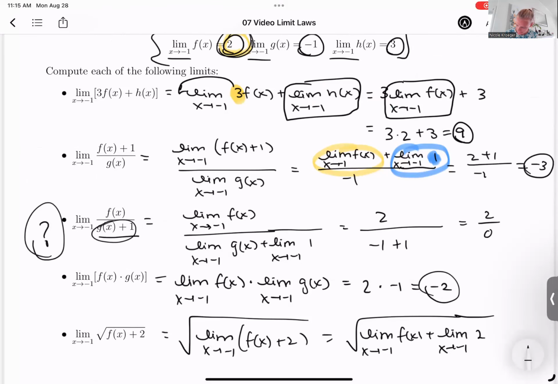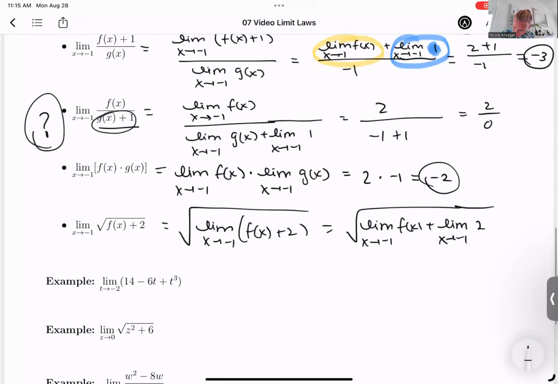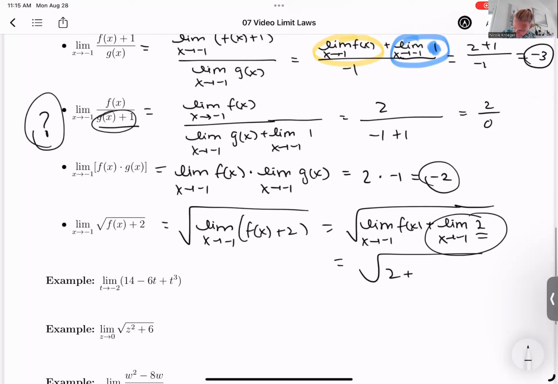Okay. So f of x approaches 2. So this part's 2. This part's going to be 2 by limit law number 6 because the limit of a constant is just the constant. And so that's the square root of 4, which just gives me 2 out.